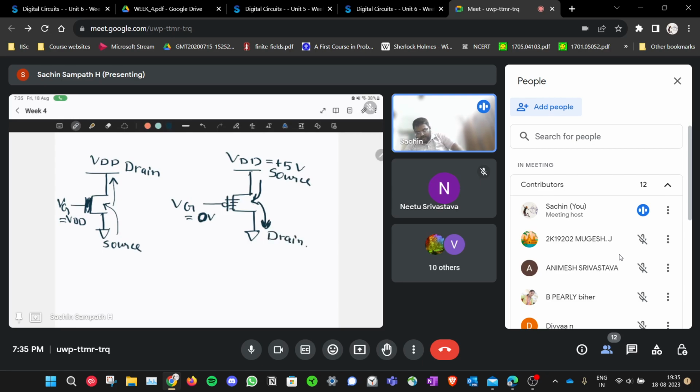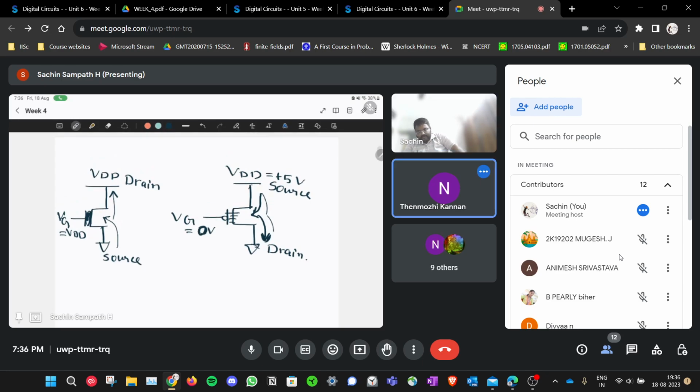Or alternatively, you can think of the electrons which will get attracted from the ground to this place and then go. It's easier to think of in terms of holes for PMOS. Any doubts here? No doubts.